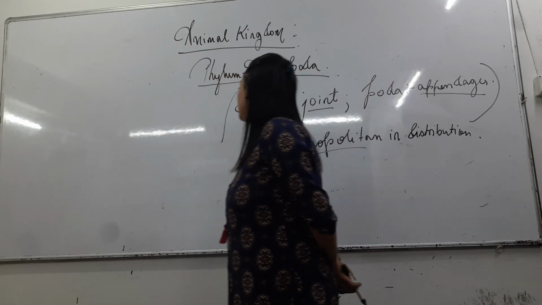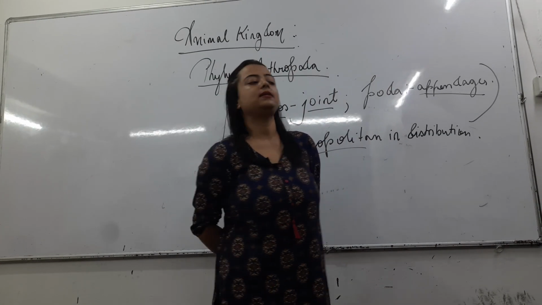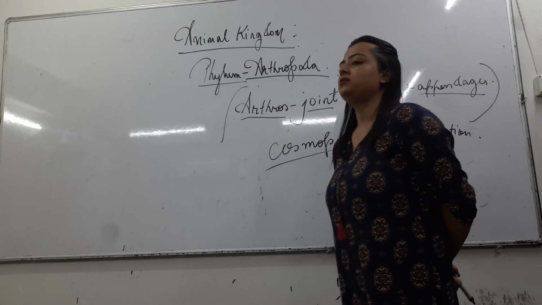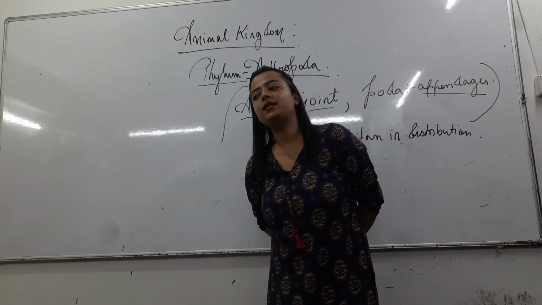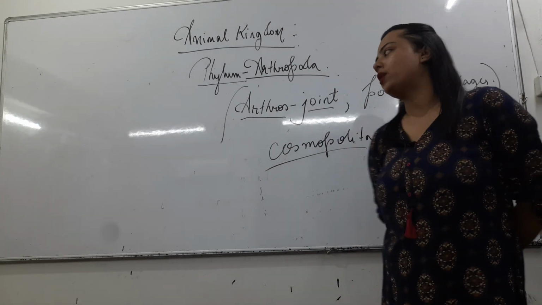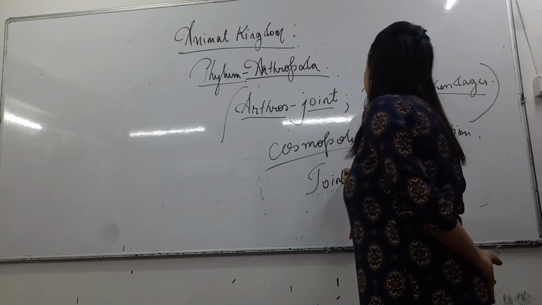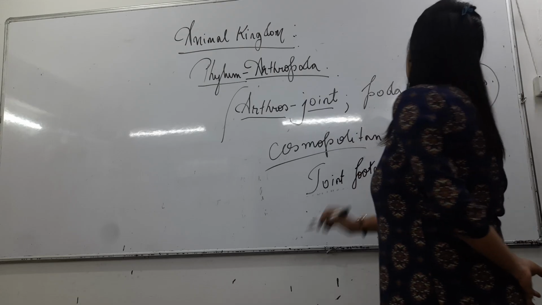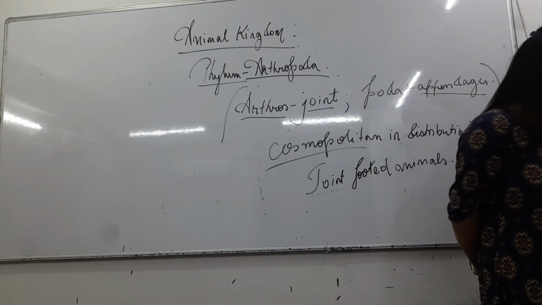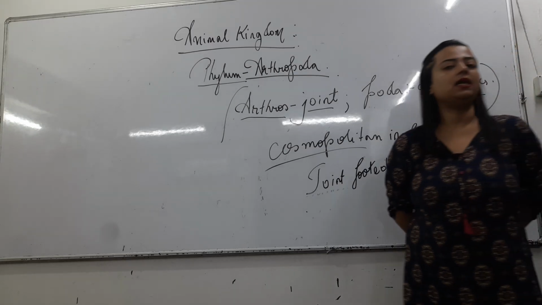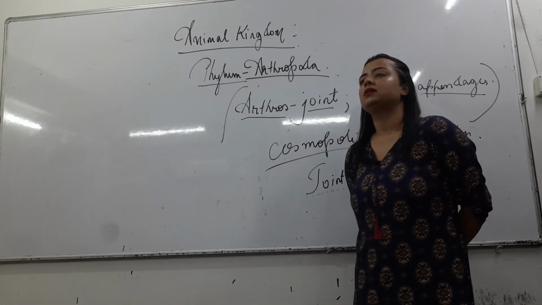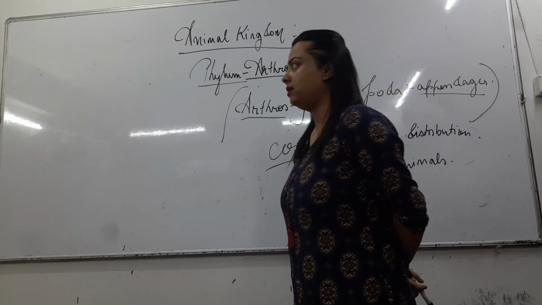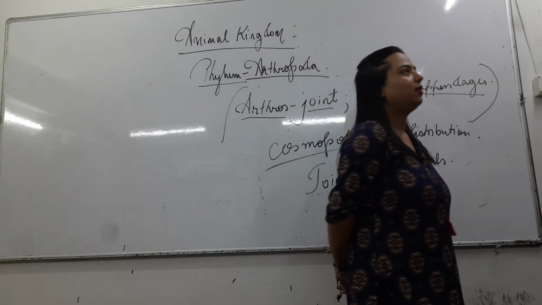They are cosmopolitan, that is, they are present everywhere. Next point. They are joint-footed animals. And they possess an organ system level of organization.